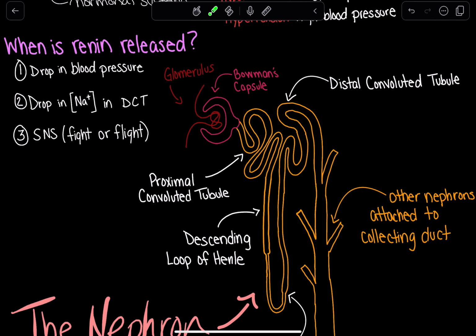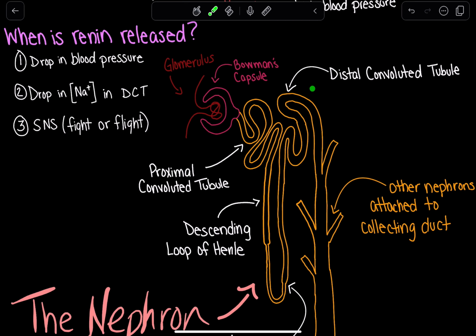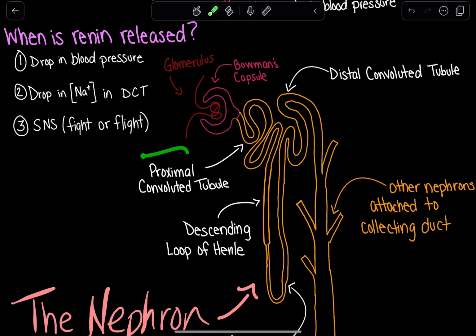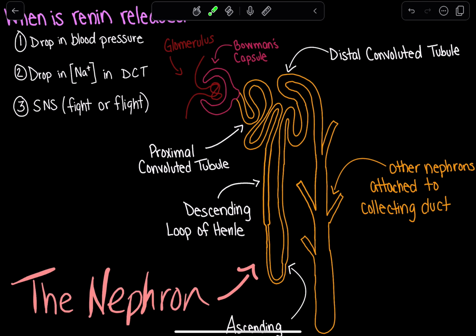Now, the second point in which renin will be released is when we have a drop in sodium levels in the distal convoluted tubules. So recall over here that we have the distal convoluted tubule, and over here we will have the proximal convoluted tubule. So most of our reabsorption occurs in the proximal convoluted tubule, but some of it may occur in the distal convoluted tubule after the filtrate has passed through the loop of Henle.